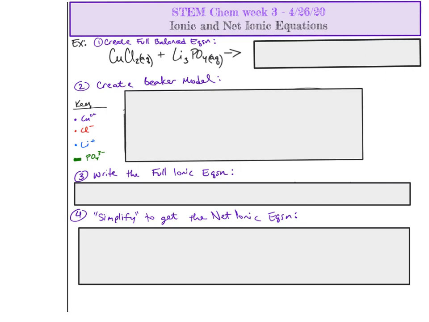So for the first part, all you're going to do is create that full and balanced equation, right? So we have copper chloride and lithium phosphate.